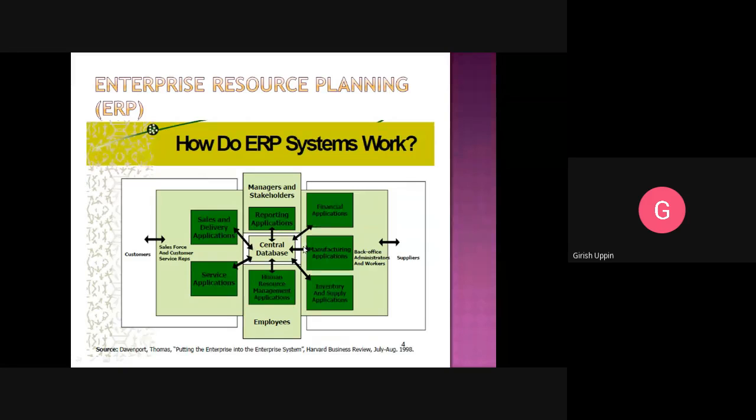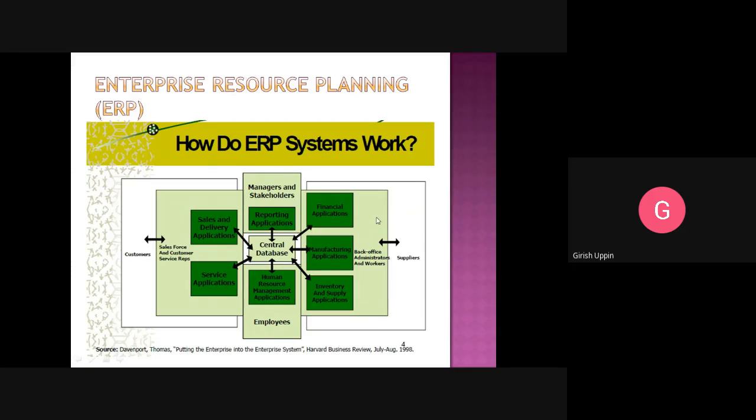This is a complete ERP system, and on this side we have the customers, and on this side we have the suppliers. Suppliers of the raw material, and customers are the ones who will consume the products that the organization produces. And we have managers and stakeholders who are using the system, and we have the employees who are using the system. And between the customers and the ERP system, there is an interaction: salesforce and customer service representatives.